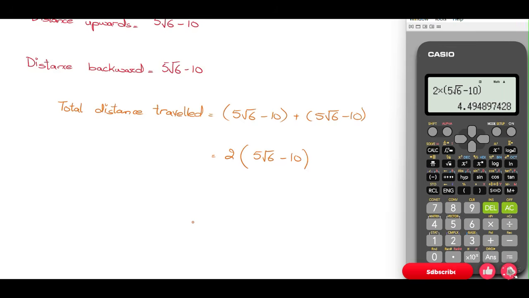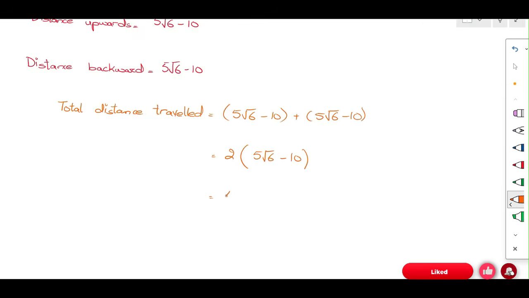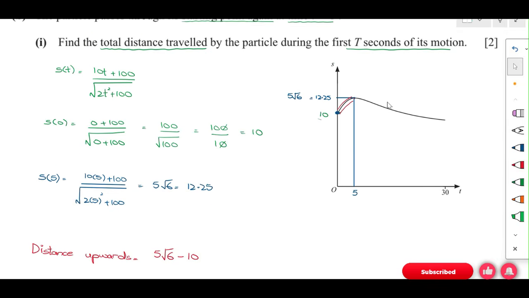4.49, you can say 4.495. This is the total distance traveled by the particle. I hope this makes sense now.